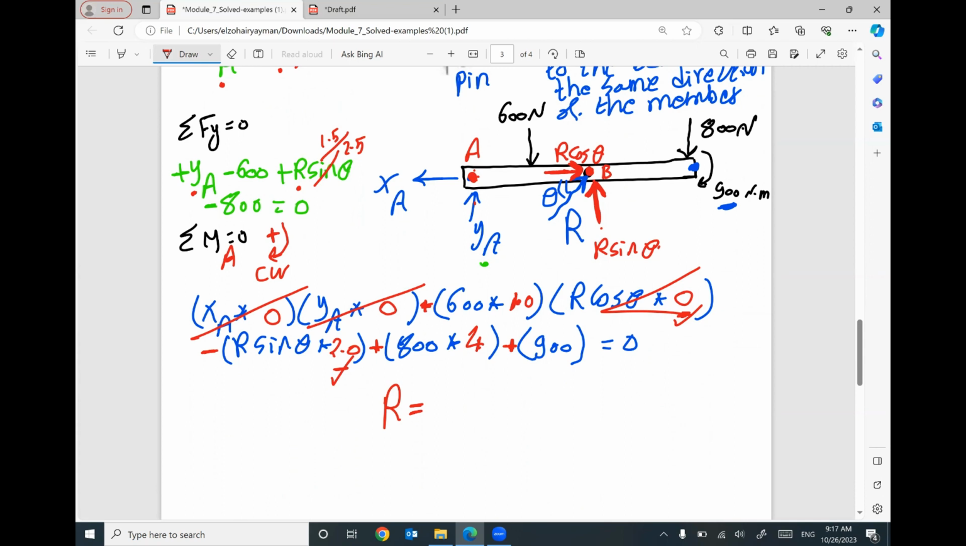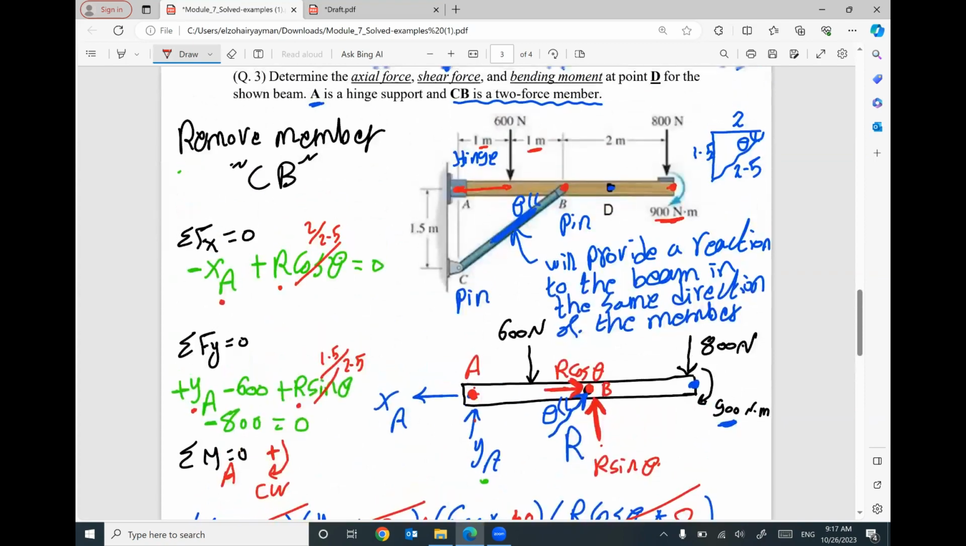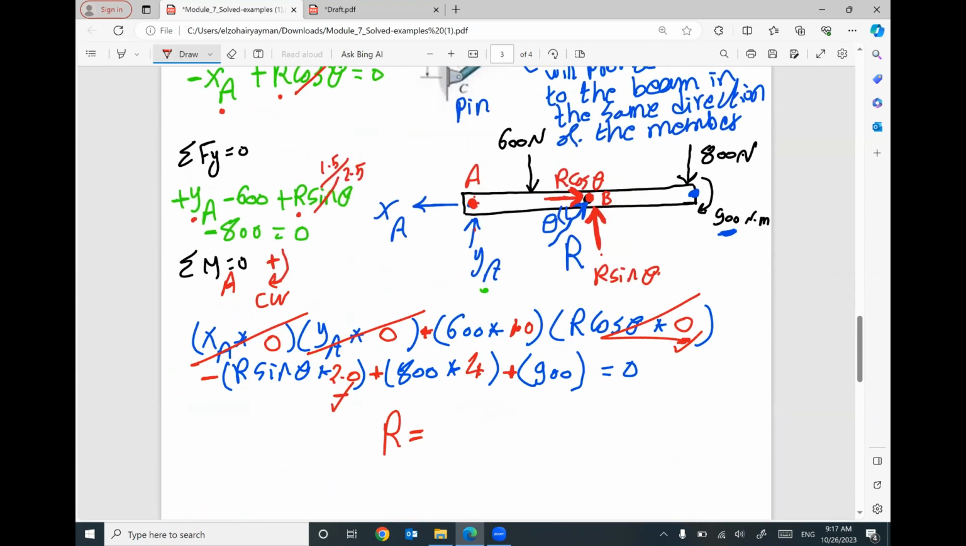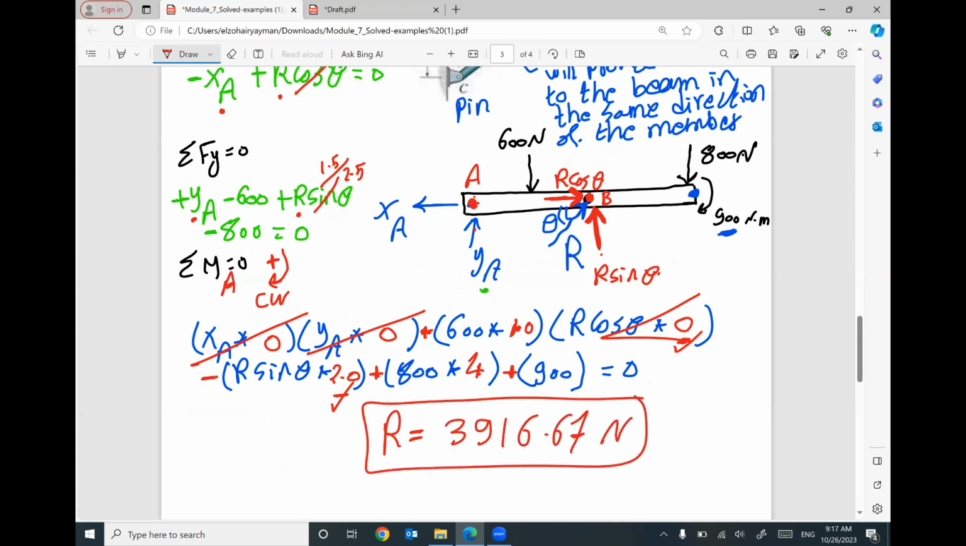So I have 600 times 1 plus 800 times 4 plus 900, divided by 2 times sine theta, which is 1.5 divided by 2.5. Wow, I got a very huge number: 3,916.67. Let me check this value one more time.